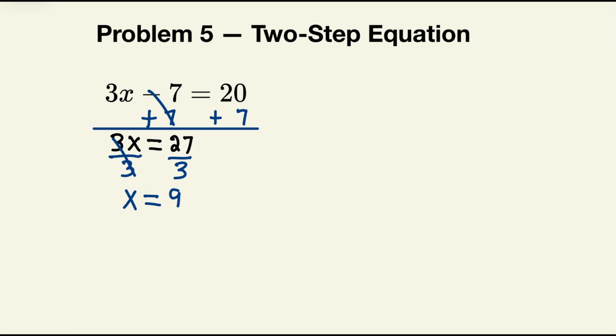Now, I would also like to point out, always check mentally if your answer makes sense. So looking back at the original equation, where I see this x, I'll just place a 9 there. 3 times 9 is 27. 27 minus 7 does indeed equal 20. So your final correct answer is x equals 9. Let's move on to the next problem.